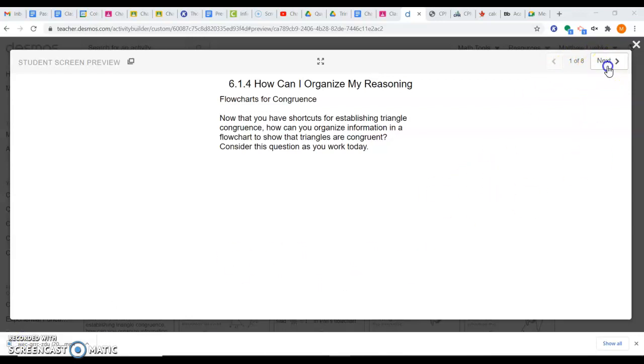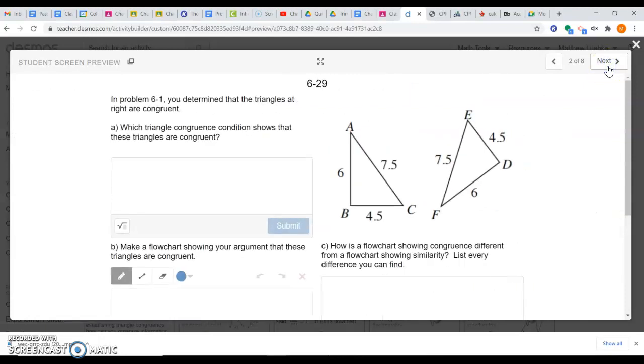Same kind of outlook. So today, hopefully we can make the connection between those two types of reasoning, those two types of flowcharts. The first problem is looking at these triangles at the right, and it says, what type of triangle congruence condition do these triangles show? This one I'm going to work through to give a good example of what this looks like. I can see that I have corresponding sides. Each corresponding side is equal, and so this would be side, side, side congruence.